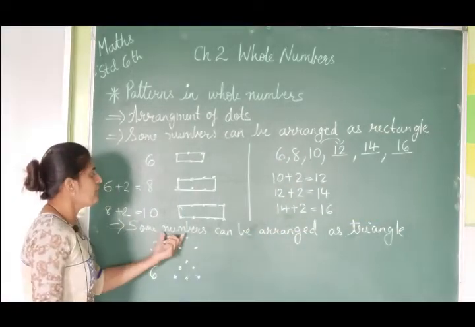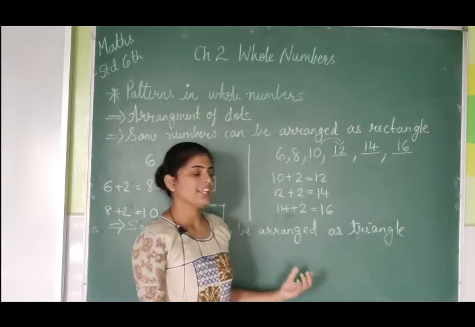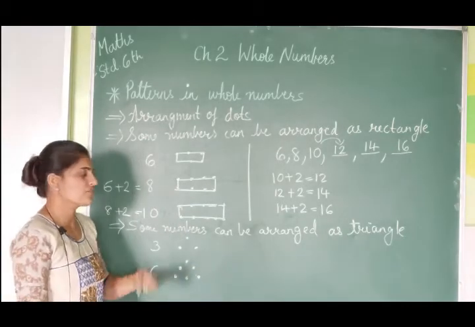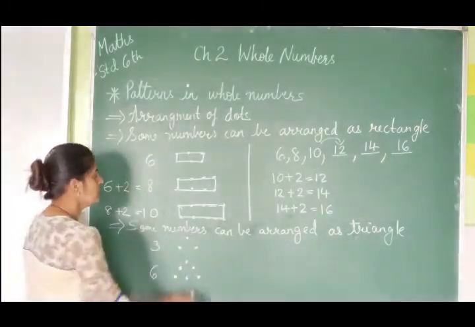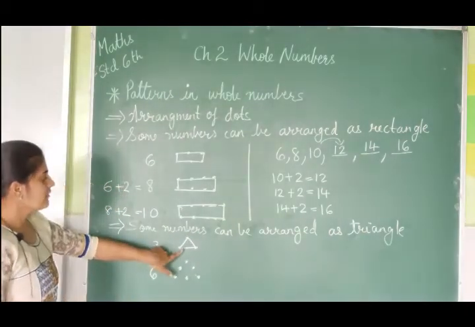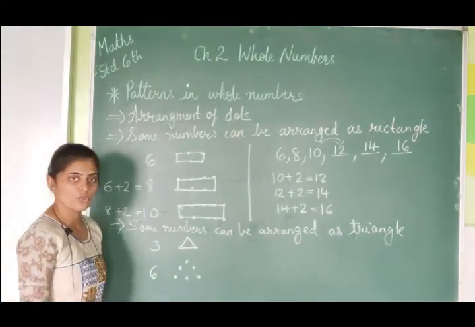Now some numbers can be arranged as a triangle. A triangle has 3 sides, so we have to start from 3 dots. Here you can see 3 dots, 1 2 3, and we can make a triangle out of it. Next we have to make the next triangle, so we have to add 3 dots to it.